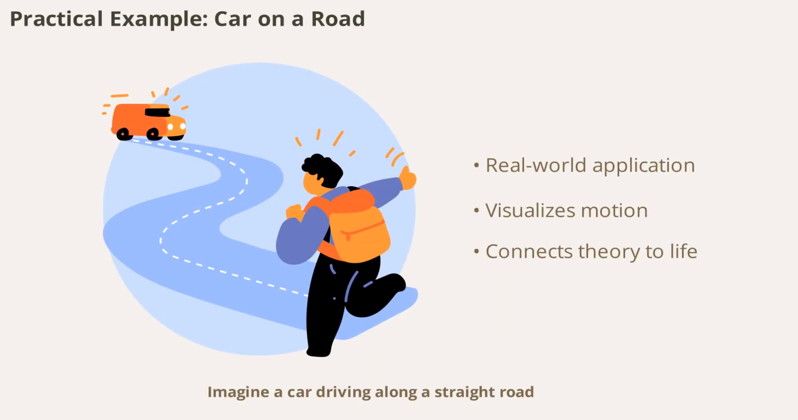Imagine a car driving along a straight road. By tracking its position at different times, we can plot a position time graph. If the car speeds up, slows down, or stops, these changes will appear as different slopes or curves on the graph. This real-world example helps connect theory to everyday experiences.